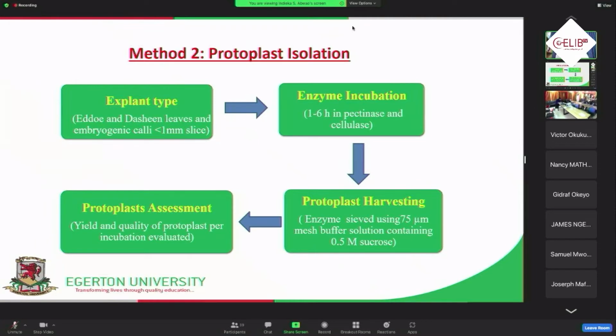Of course, at the end of each of these incubation periods, we looked at the quality of the protoplast we were getting. We also looked at the quantity, that is the amount of protoplast we were getting, and the quality at each of the time periods.